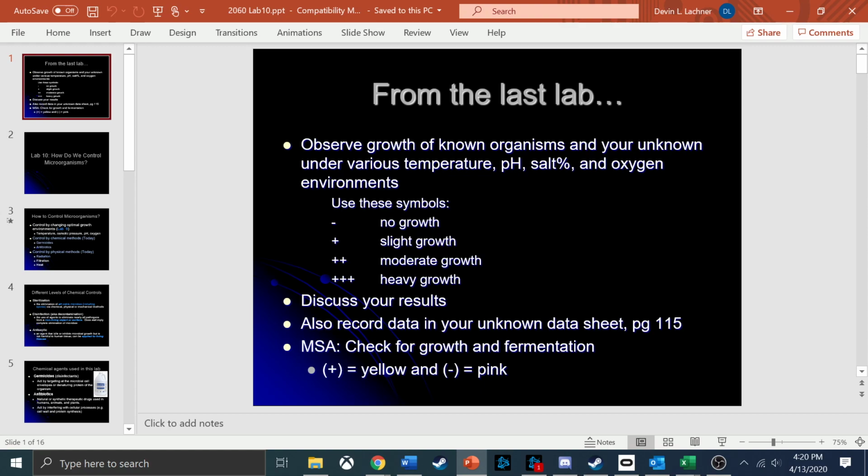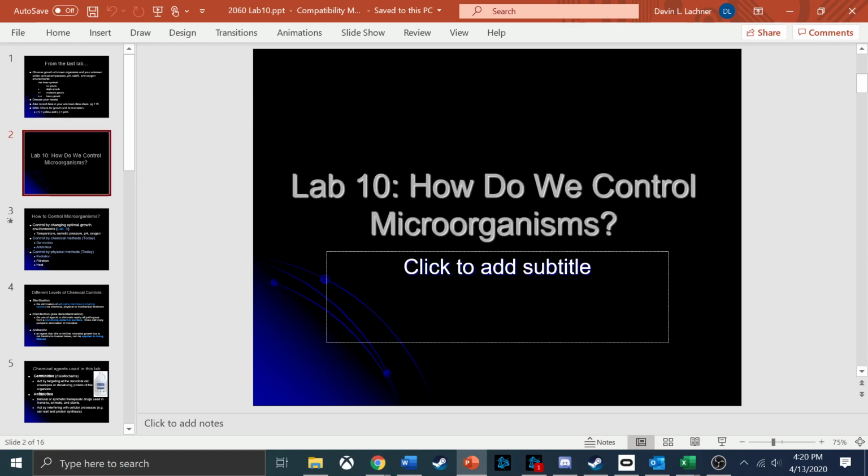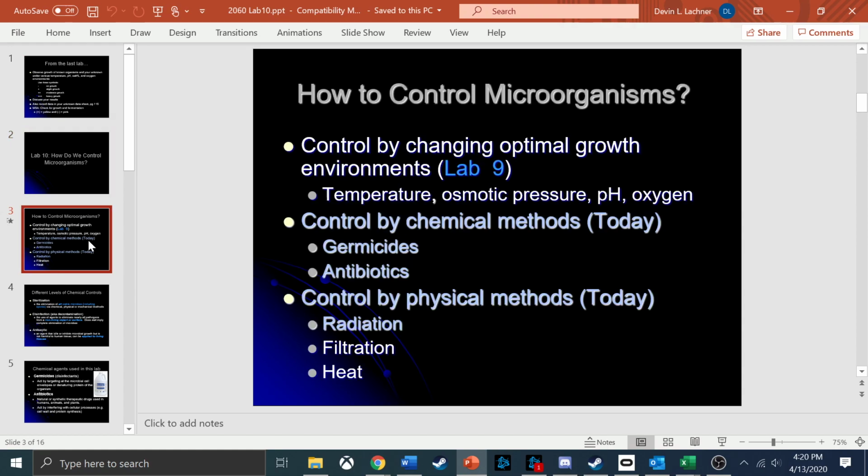For Lab 10 from the last lab, we were basically observing the effects of temperature, pH, salt, and oxygen on our unknowns in different organisms to figure out whether they grew or didn't grow. For Lab 10, we're going to test how we control different microorganisms. Last time we checked how the optimal growth environments change by affecting the temperature, osmotic pressure, pH, and oxygen content of the atmosphere.